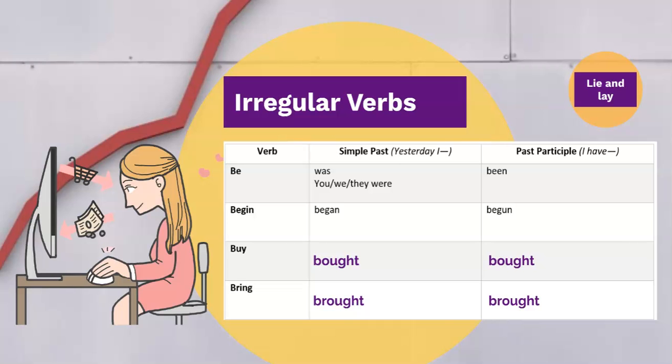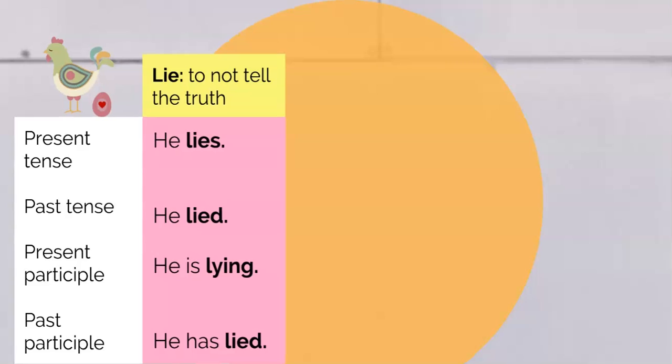What I'd like to do now is just zoom in on lie and lay, because this is a cause of common confusion. Lie has two meanings, and the first is to not tell the truth. In the present tense you would say he lies, so that's a normal regular word. It has an S on the end. Past tense, he lied. Present participle, he is lying. Notice how the I changes to a Y. Past participle, he has lied.